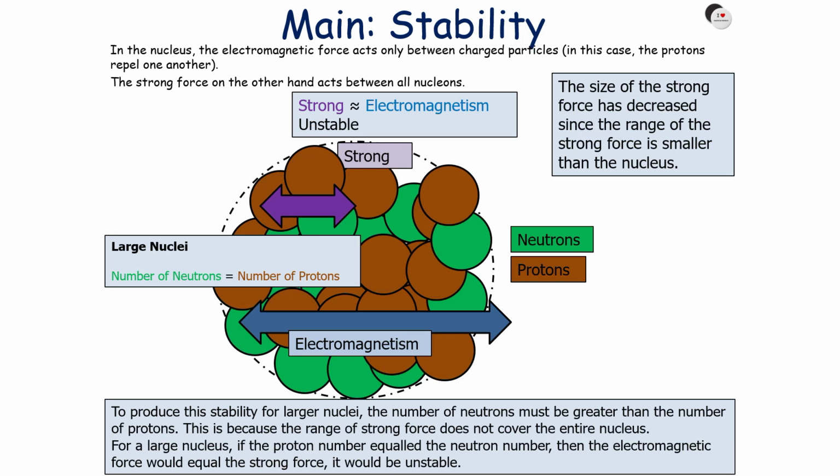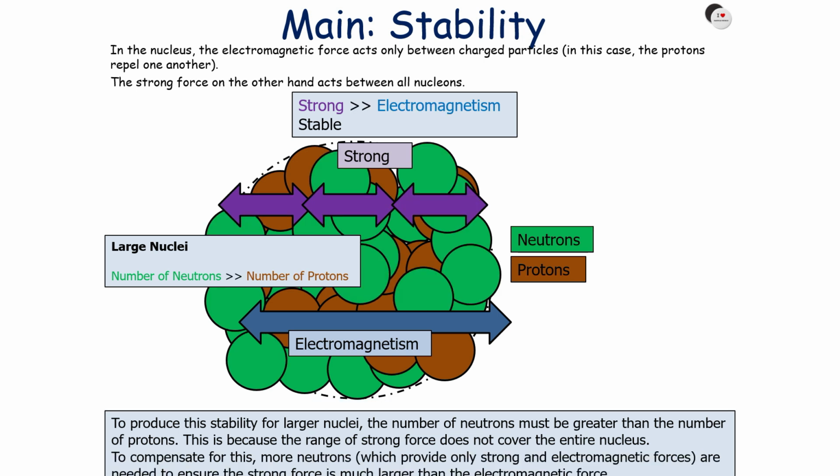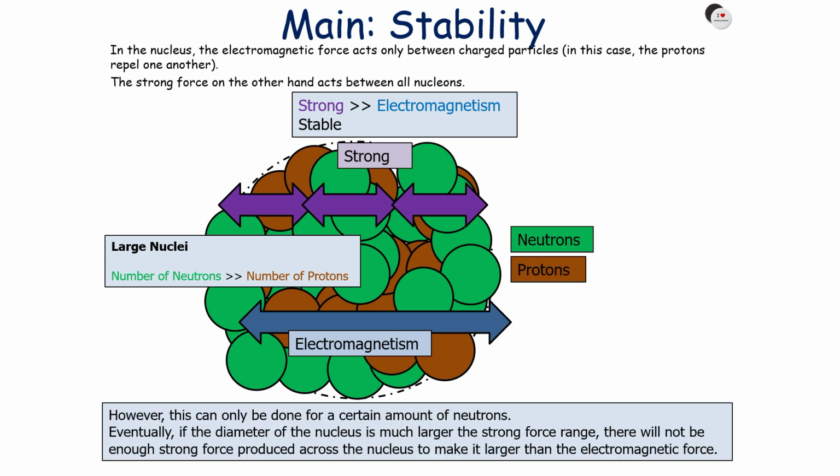However, because the strong interaction only acts over a particular range, to produce stability for large nuclei, where the strong interaction is much larger than electromagnetic, we've got to increase our number of neutrons, because the strong force doesn't cover the entire nucleus. So for a large nucleus, if the proton number equaled the neutron number, then the electromagnetic force would equal the strong force, and therefore it would be unstable. So to produce this stability, we've got to add more neutrons, which will only interact via the strong interaction and not the electromagnetic interaction. So it will then ensure that the strong interaction is much larger than the electromagnetic.